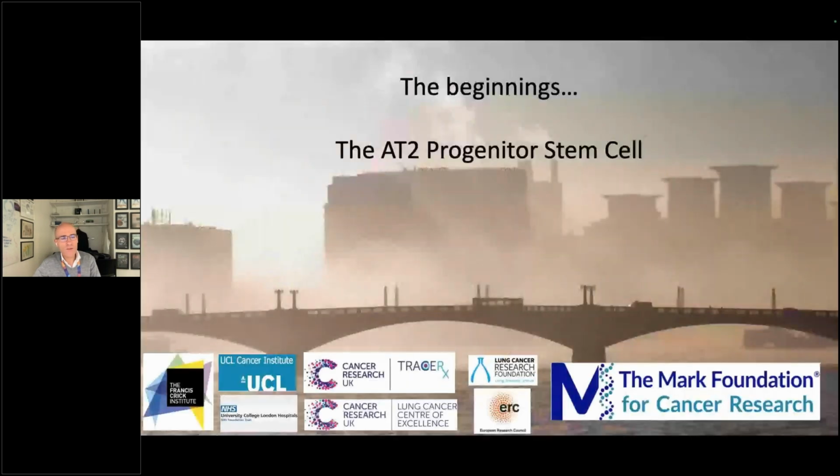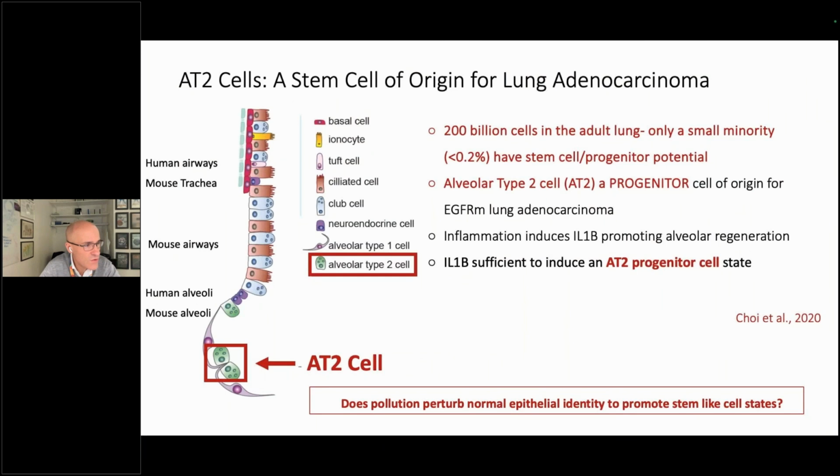To understand that, we have to go back to the drawing board, look at the literature, and understand what is the stem cell, the cancer stem cell, that ultimately leads to cancer initiation. Well, it turns out this is called the alveolar type 2 cell, the AT2 cell, that you'll hear me talk a lot about. Now, to give you an idea, there are 200 billion cells in the adult lung, but only a small minority, about 0.2%, have stem cell progenitor potential. And only a minority of that 0.2% are thought to be the progenitor cell that actually initiates lung cancer.